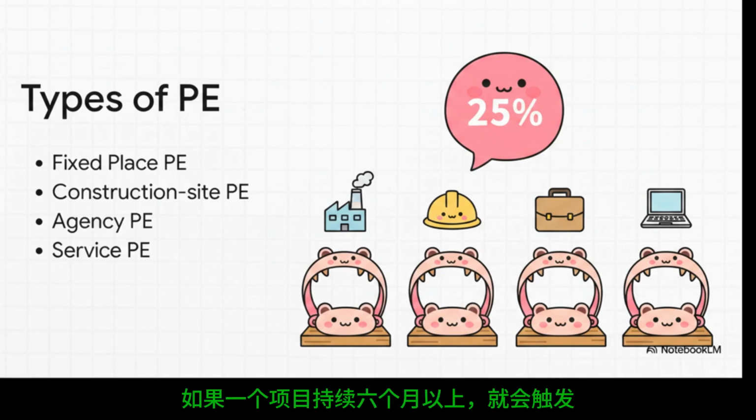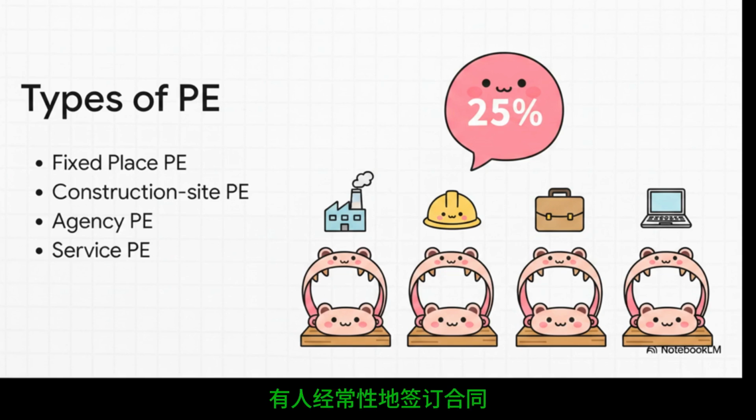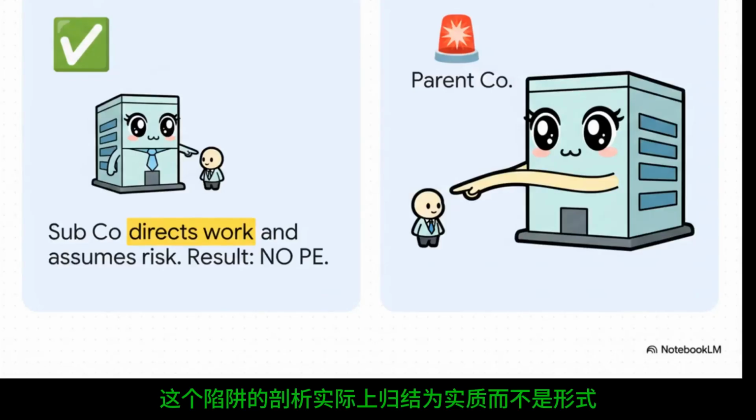Second is the construction site PE. That triggers if a project lasts more than 6 months. Third, we have the agency PE, where someone is habitually entering into contracts on your behalf in China. And finally, the service PE. This one trips if your employees provide services in China for an aggregate of more than 183 days within any 12-month period.